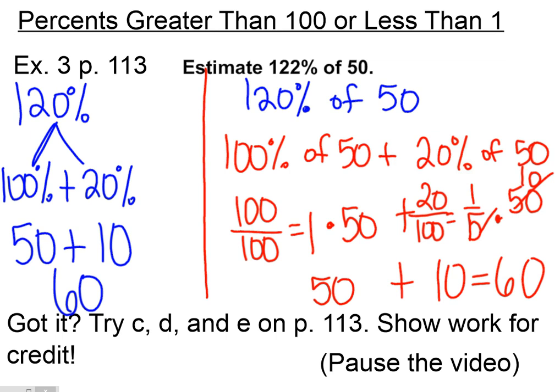And the reason why we estimate is so that we can use the percents as mental math. When you're at the store in real life, you may want to just use a quick estimation to find the percent. So using tens and 100% are typically easier to estimate in your head. Right now, I want you to try C, D, and E on page 113. Remember to show your work for credit and pause the video so you have time to work these out.